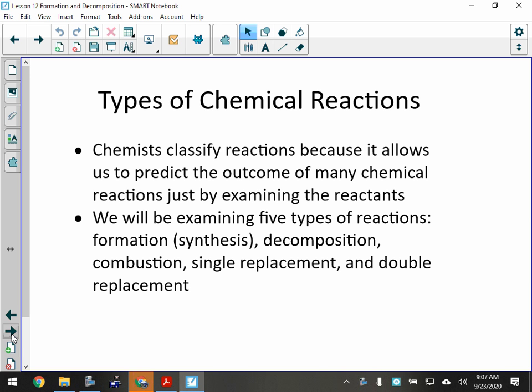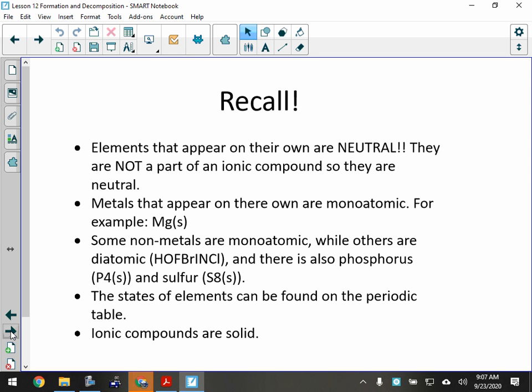So today we're going to do formation, decomp, okay? Then we're going to talk about combustion, and then single and double replacement reactions. And it's important to be able to look at the reactants and decide what's going to happen. All right. So that's kind of what we're doing here.